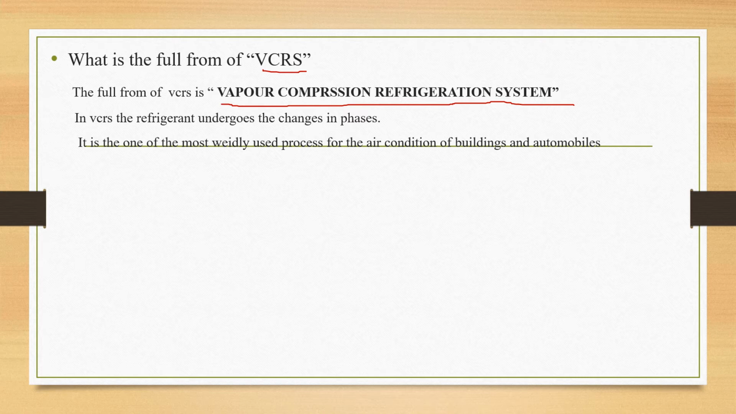The refrigerant will undergo changes in phases, not in a single phase or at a single time. It will undergo a step by step process, and it is one of the most widely used processes for air conditioning of buildings and automobiles. Means it is used to cool the spaces in buildings and automobiles.